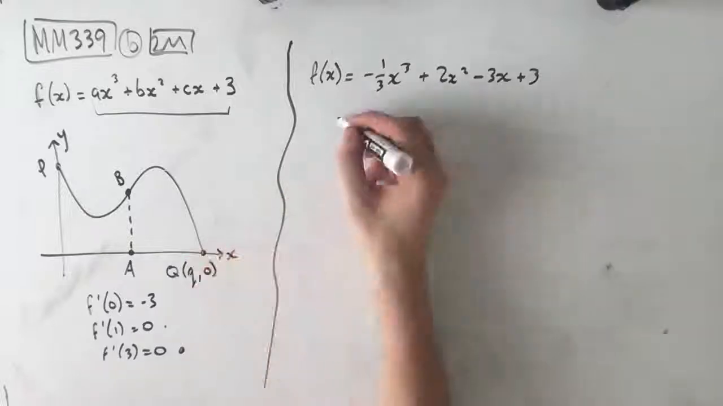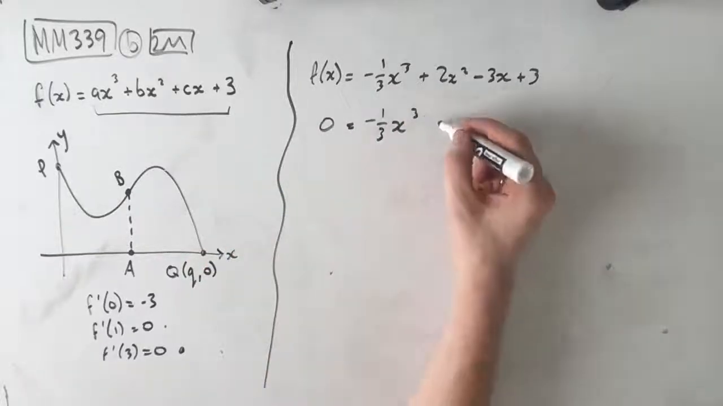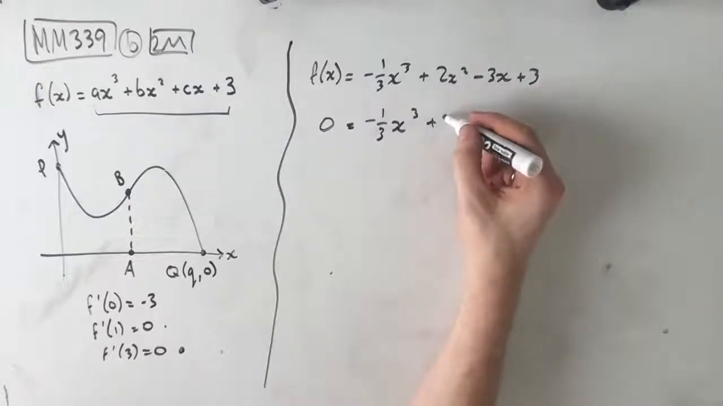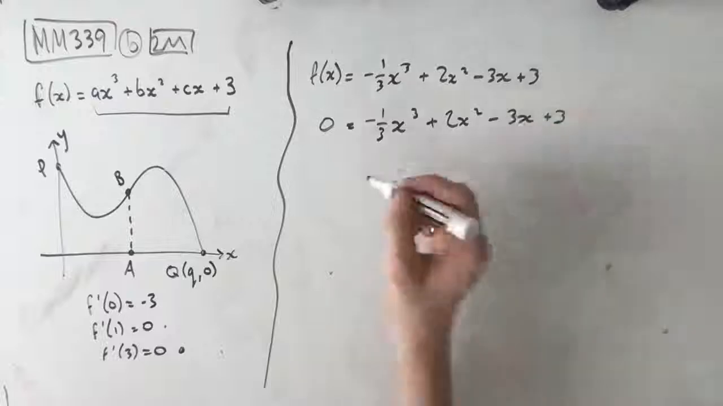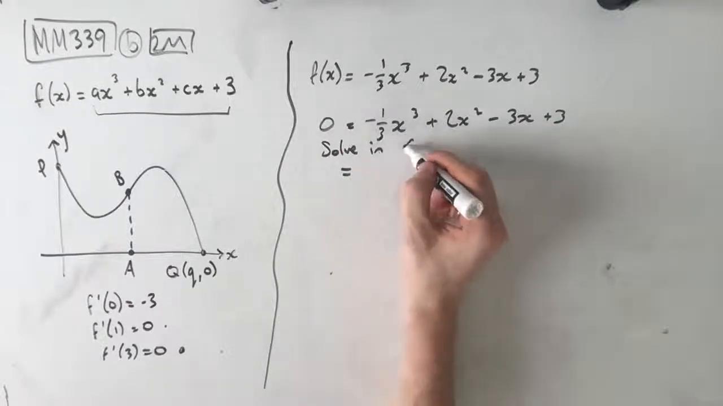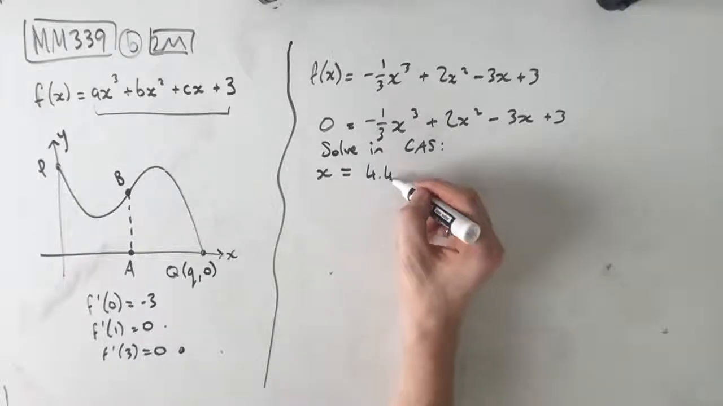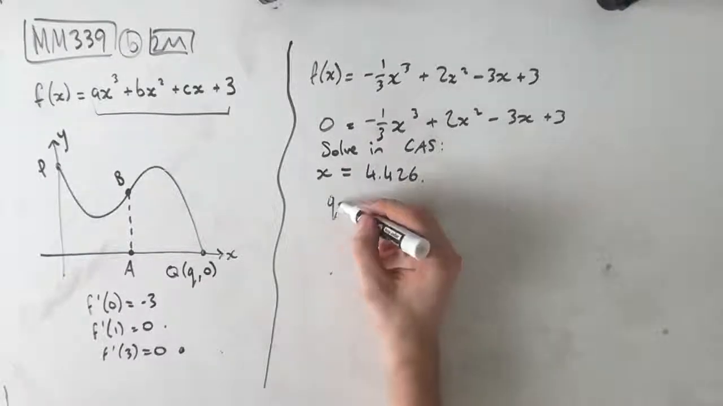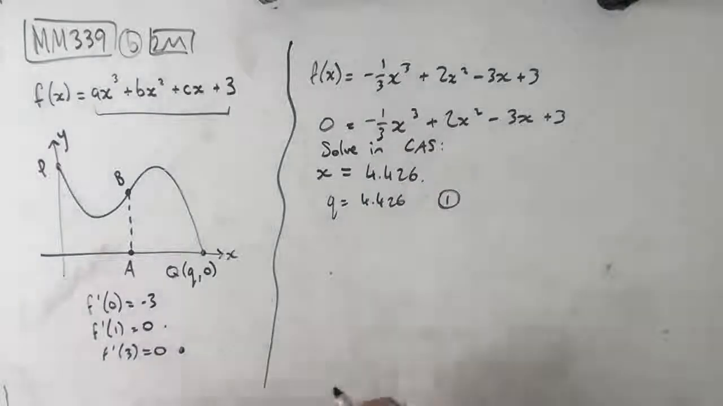So Q occurs at our x-intercept, right? So that's when our y value is equal to 0. So 0 equals negative 1/3 x cubed plus 2x squared take 3x plus 3. And then we can use our CAS to solve this. And therefore x is equal to 4.426, or Q is equal to 4.426. So that's our first mark, finding out what Q is.